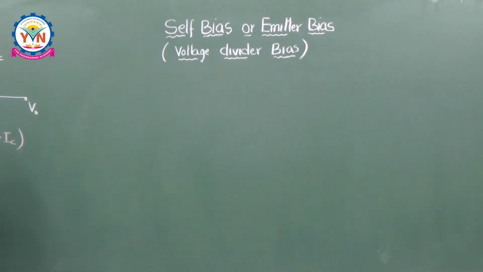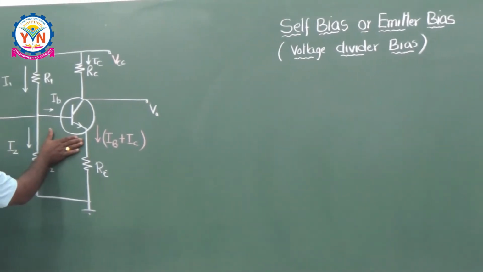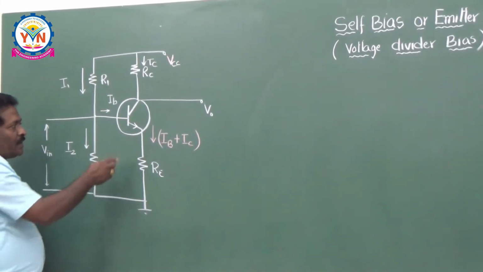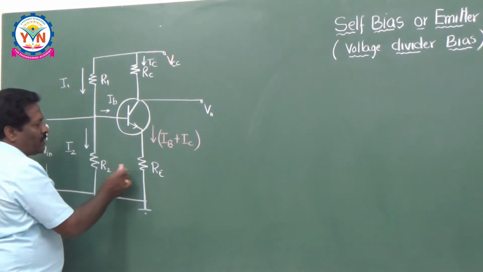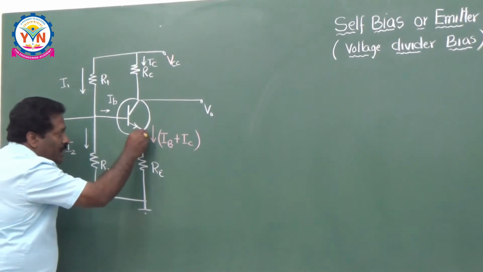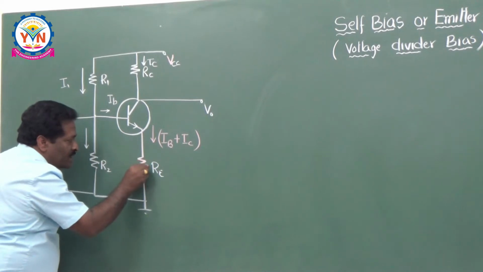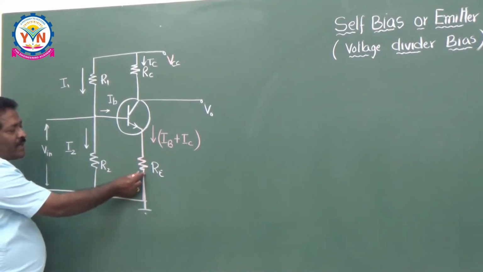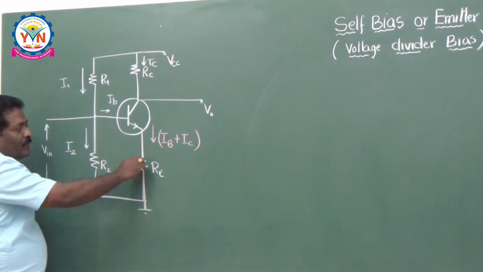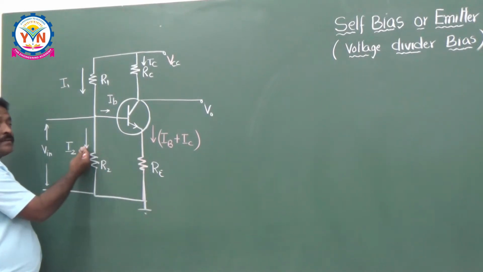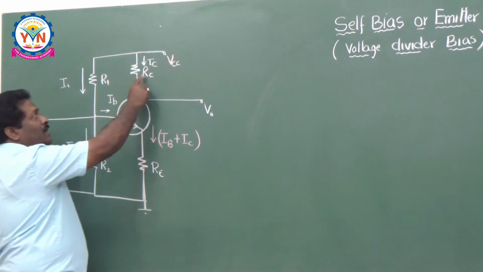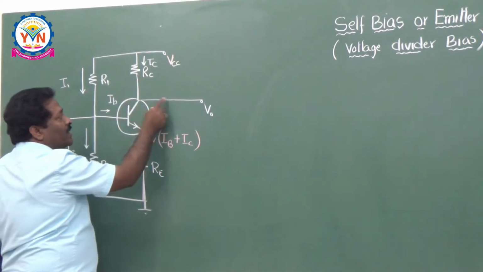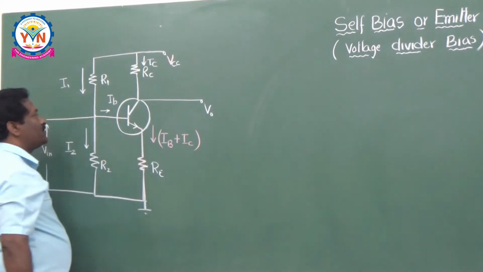As usual, take this common emitter configuration. In this common emitter configuration, the emitter is common for both input and output, and we are taking an emitter resistance also here. This emitter resistance acts like a feedback resistor for this entire network, and RC as usual is a load resistance, and you are taking the output at the collector. That's why it is the common emitter configuration.